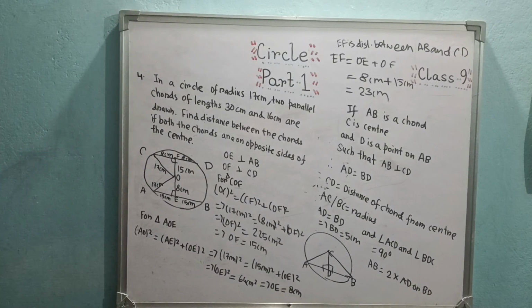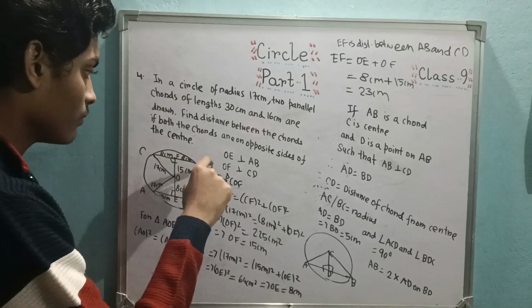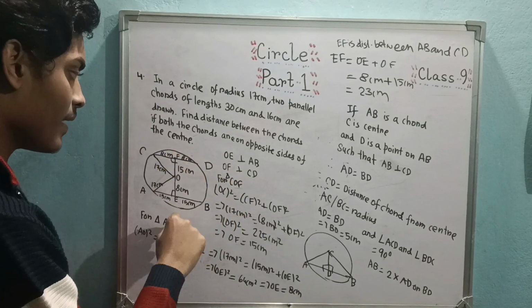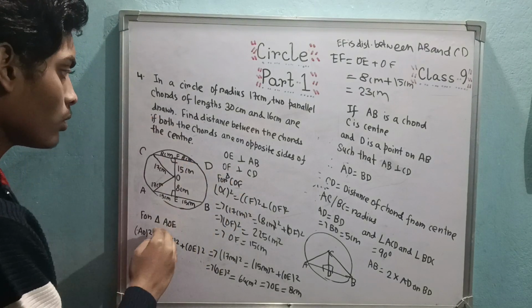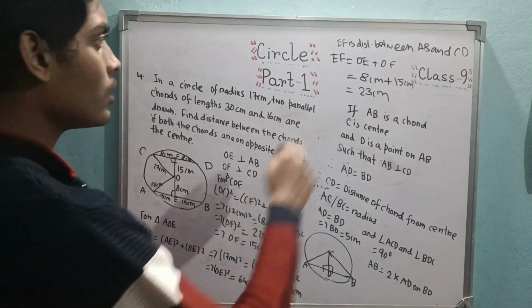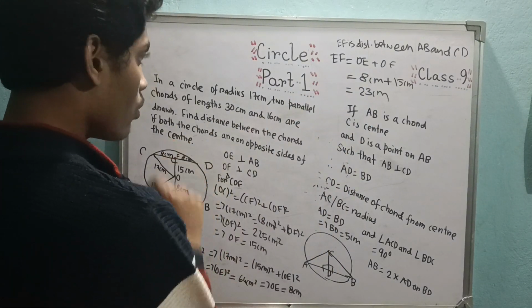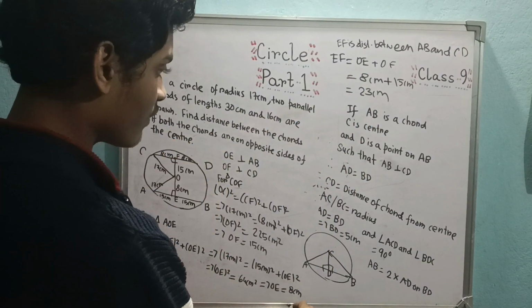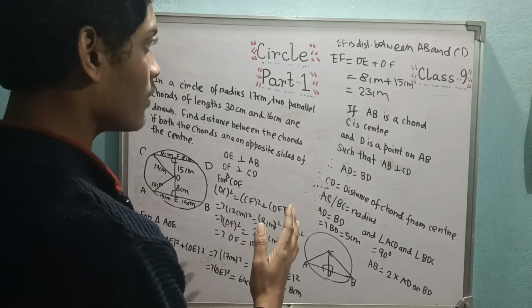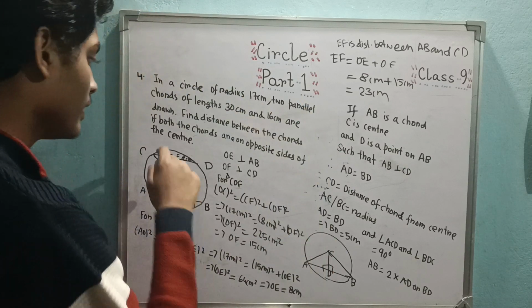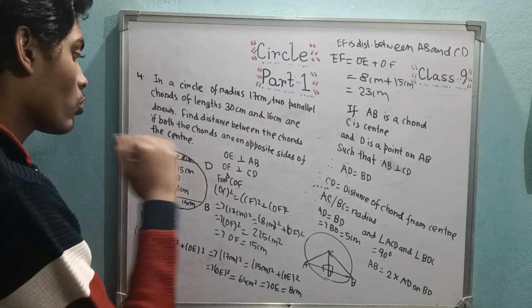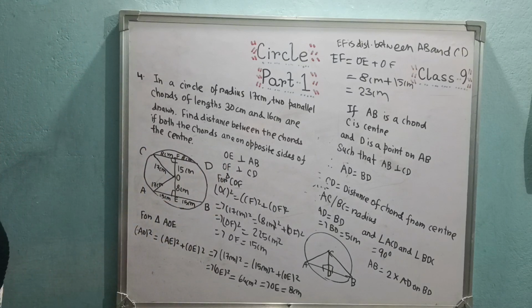Then we have to find the distance between the chords. The distance between chords is what? The distance between CD and AB is EF, right? Which is the distance between the chords. And EF is equal to OE plus OF. We got OE as 8 cm, we got OF as 15 cm. Add them up, you get EF, which is the distance between the chords CD and AB.